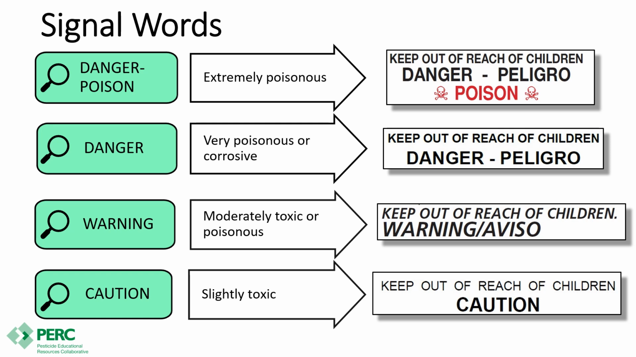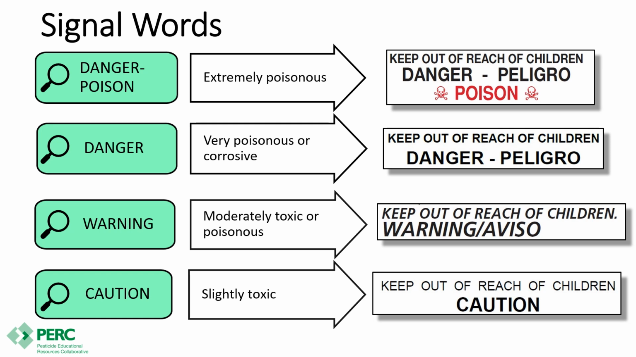Signal words are found in capital letters on the front panel of a label that indicate how poisonous the product is. There are 4 signal words used to describe the immediate or acute, short-term toxicity of the product. Danger with skull and crossbones, and the word poison printed in red ink. This means that the pesticide is highly toxic or extremely poisonous and will make you very sick or may cause death if absorbed through one or more routes, including the skin, if swallowed, or if inhaled.